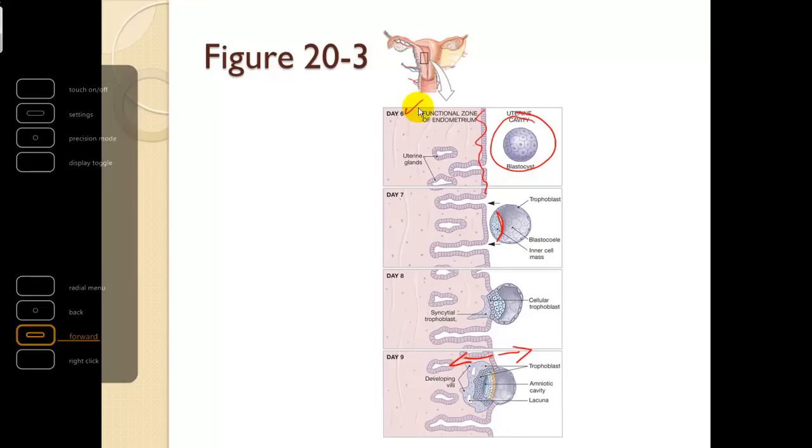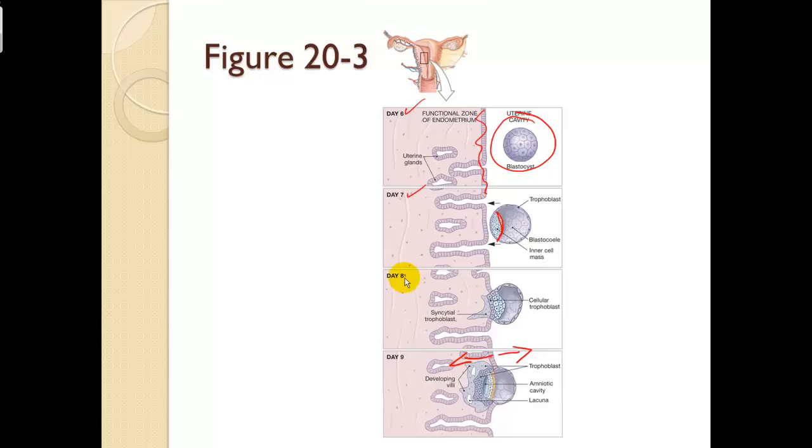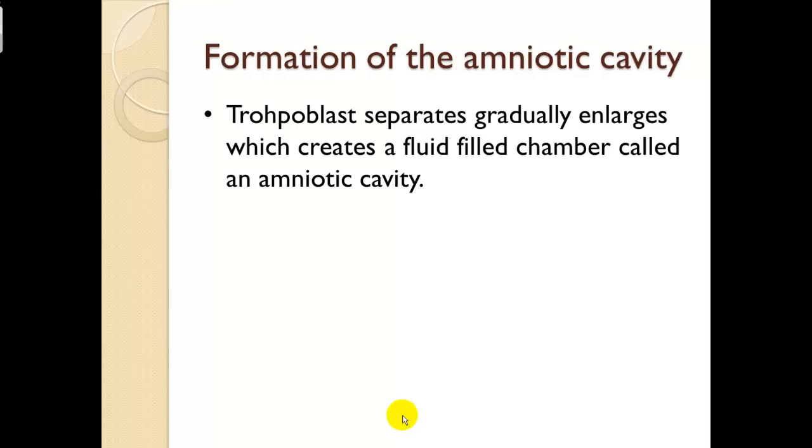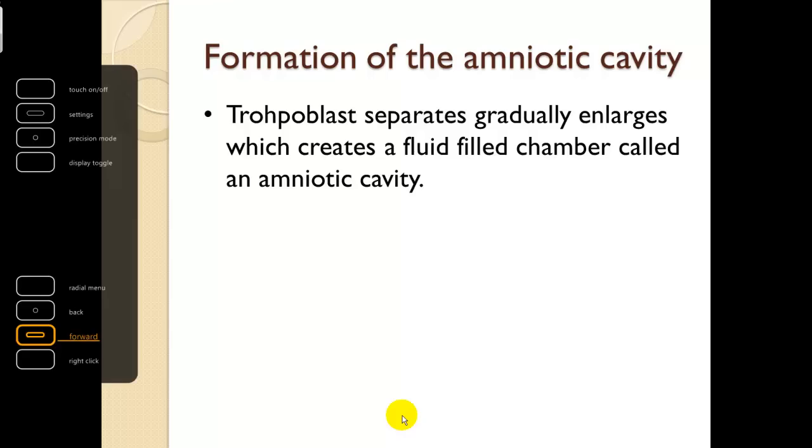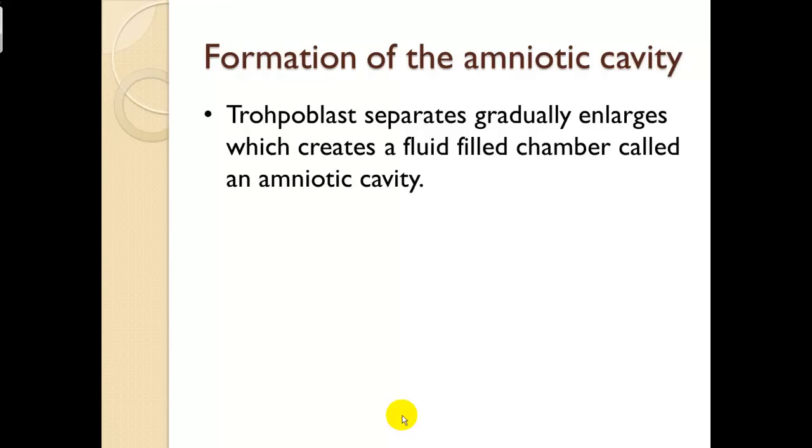This is day 6, 7, 8, and day 9. Formation of the amniotic sac. Trophoblast separates gradually and enlarges, which creates a fluid-filled chamber called an amniotic sac. So this is where, from this point on, we're going to get the 2-way development. One towards the endometrial lining and the other one towards the actual fetus or the developing embryo.